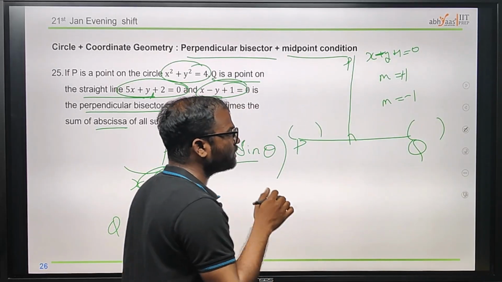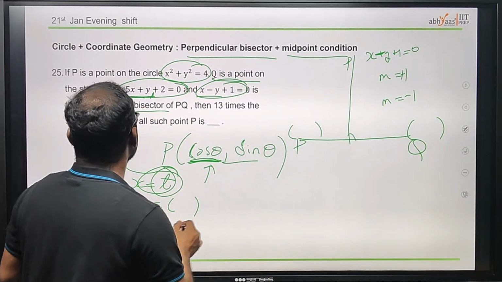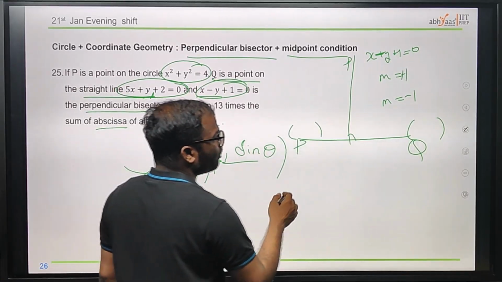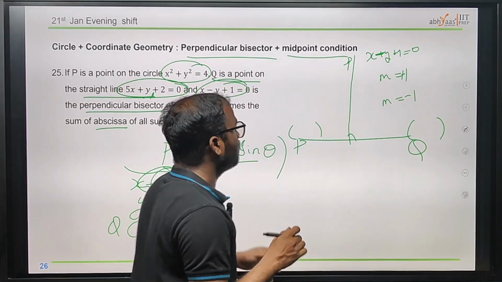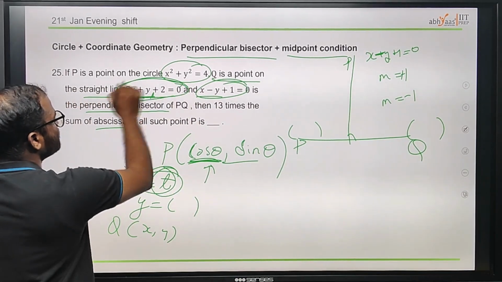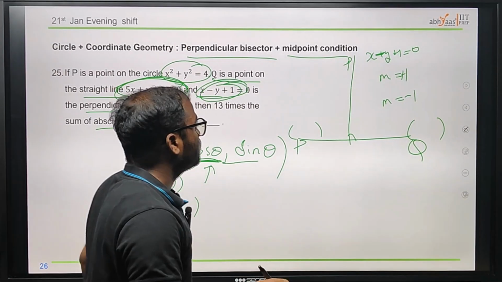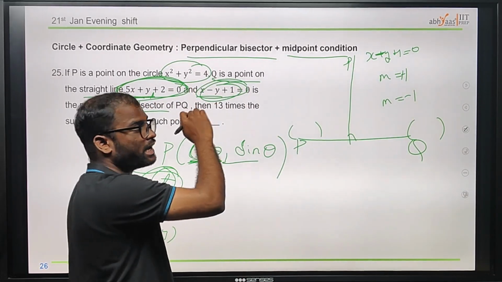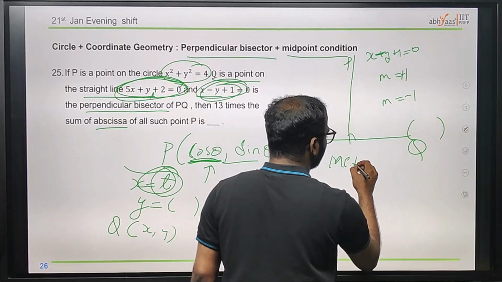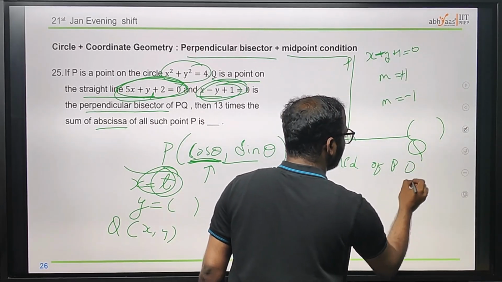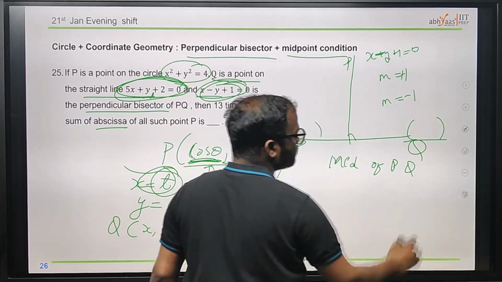Now we need to find the midpoint of PQ. After finding the midpoint, just substitute that midpoint in this line. That is the midpoint of PQ, so we substitute these points and these points as well.